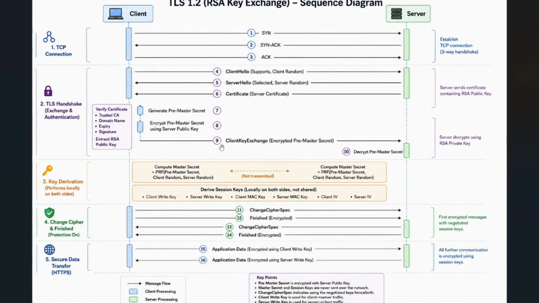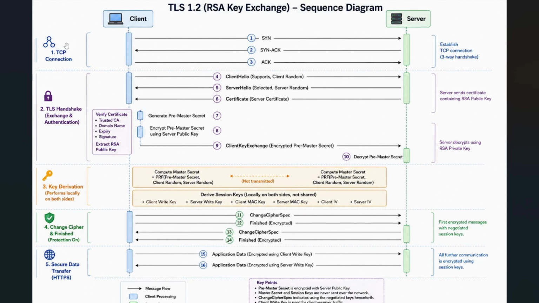So what happens basically from client to server? The first part is a simple TCP connection. It is just like establishing a TCP connection. It's a three-way handshake that will happen: SYN, then SYN-ACK by the server, and then the client will also acknowledge. And here the TCP connection is established between the client and the server. Now comes the next part, which is the TLS handshake, which is your exchange and authentication.